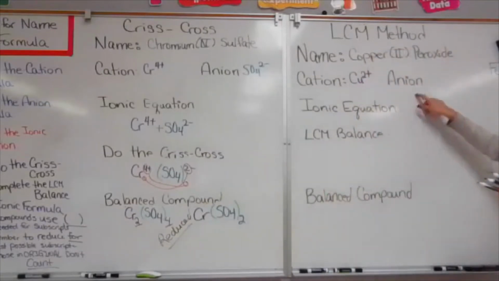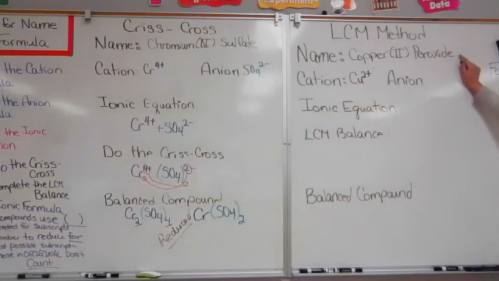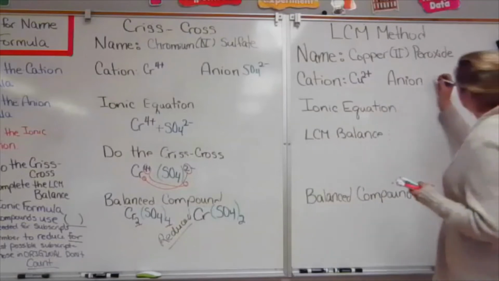Then we get to deduce that the anion is peroxide for two reasons. One, it's written second, and your anions are written second. And two, peroxide is a polyatomic ion that we learned is O2 2 minus.